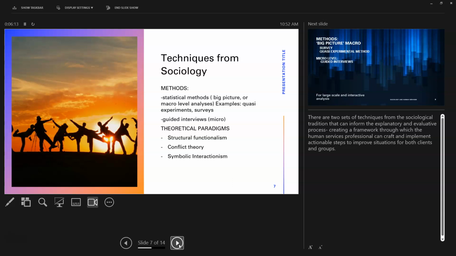So what are the techniques that we can draw on from sociology? There are 2 sets of techniques from the sociological tradition that can inform the explanatory and evaluative process, creating a framework through which the human services professional can craft and implement actionable steps to improve situations for both clients and groups.